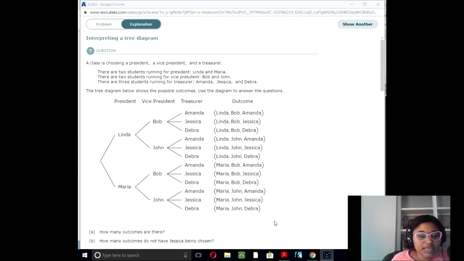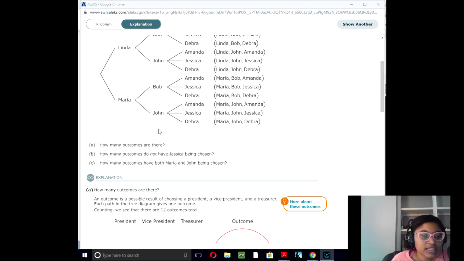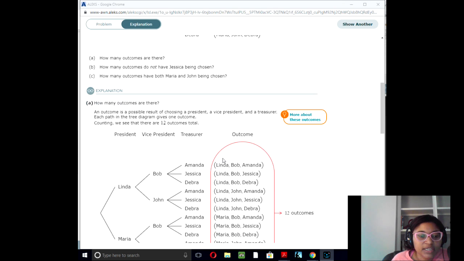Well, once you get down here, count them all up or add them all up, you will see that it should be 12. Let's count them. 1, 2, 3, 4, 5, 6, 7, 8, 9, 10, 11, 12. So there's 12 possible outcomes that you could have between the president, vice president, and treasurer. Okay, so the next question says, how many outcomes do not have Jessica being chosen?